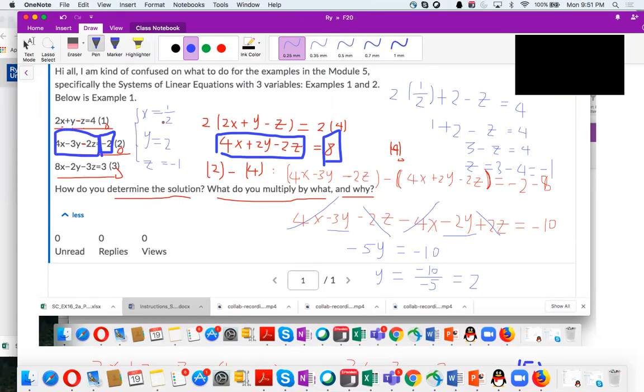Okay, you can verify x, y, z, plug in x, y, z into equation 1, into equation 2, and equation 3. Okay, so that is the solution for solving systems of equations with 3 variables.